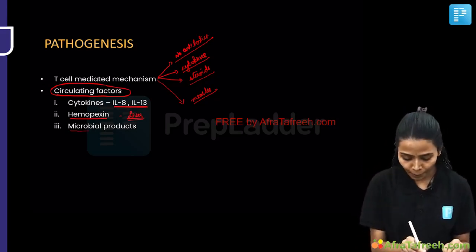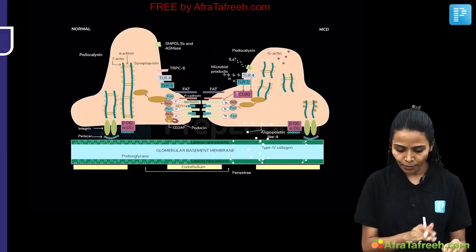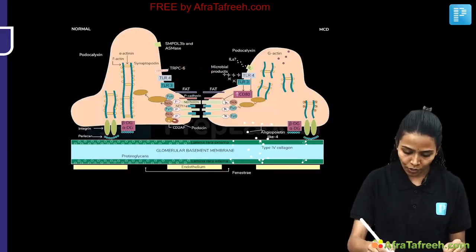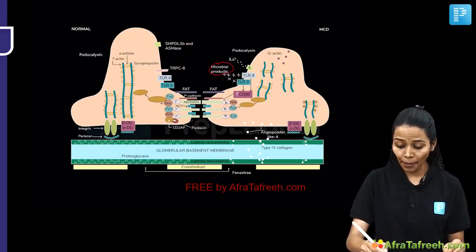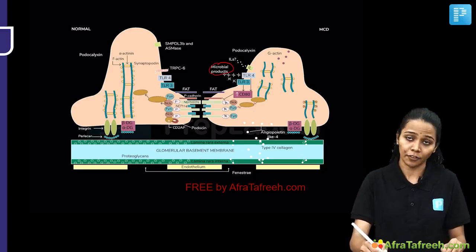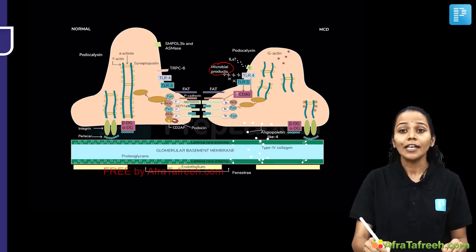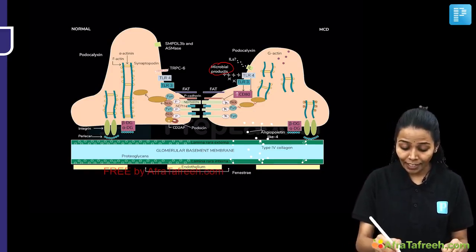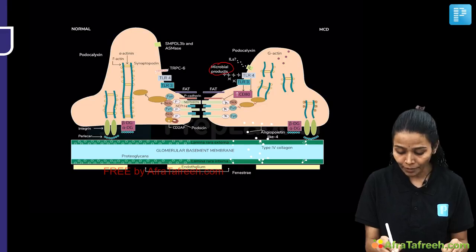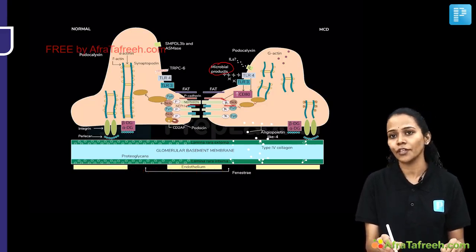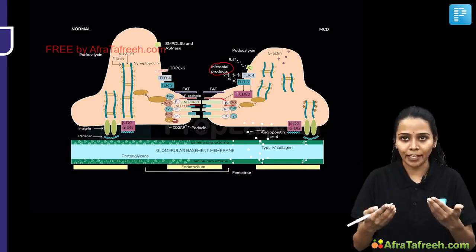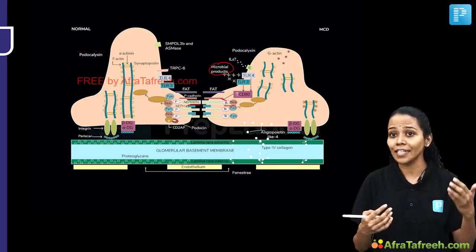The third theory is microbial products. So to explain this, let me come to this picture. So here you see that there are microbial products. When these microbial products come and bind to TLR3 and TLR4, it increases something called CD80. Now what does this CD80 do? It goes and binds and inhibits the phosphorylation of nephrin. Here you can see this is nephrin. CD80 is acting here and it inhibits the phosphorylation of nephrin. So this comes again to the same mechanism where phosphorylation of nephrin is inhibited.